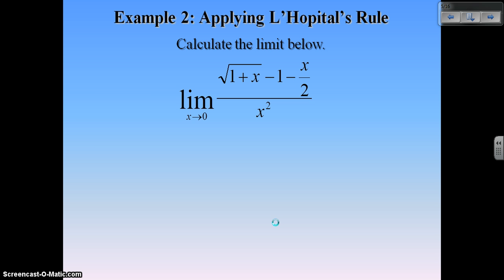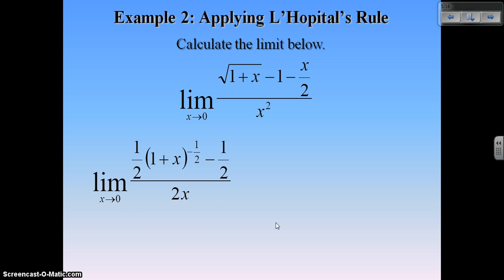Our next job is to calculate this one. And again, I recognize this one as being L'Hopital's rule. If you plug in, you get 0 over 0. So I take the derivative. So the derivative of radical 1 plus x is what it was just a moment ago. The derivative of x over 2 is 1/2, and then we have 2x here. Now, I could leave this the way it is, or I could try and simplify it just a little bit before I move on. So to get rid of these 1/2s, I'll multiply everything top and bottom by 2, and it gives me this.